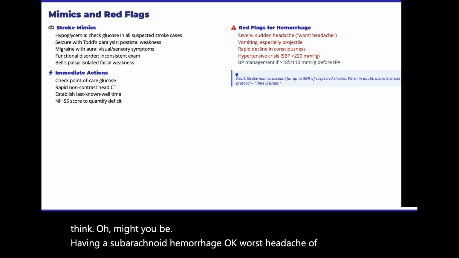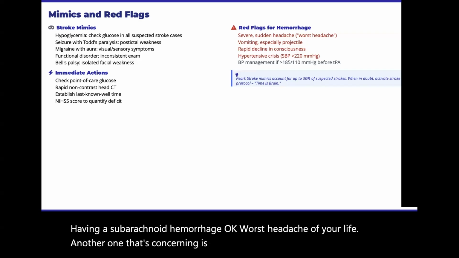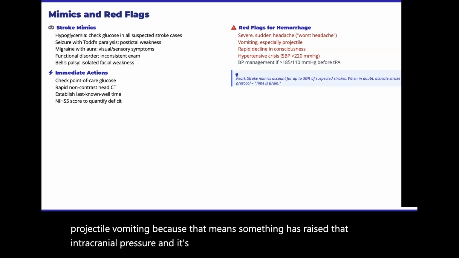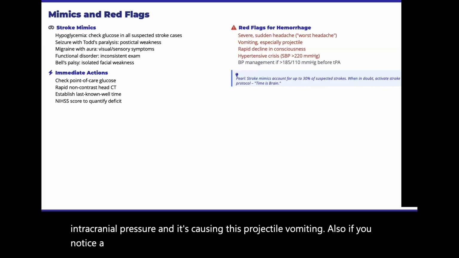Another one that's concerning is if someone's vomiting, especially if it's projectile vomiting, because that means something has raised the intracranial pressure and it's causing this projectile vomiting. Also, if you notice a rapid decline in consciousness, bleeds deteriorate early. Ischemic strokes take a little time.